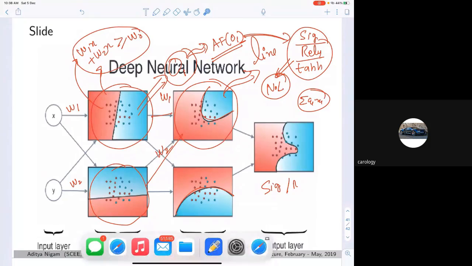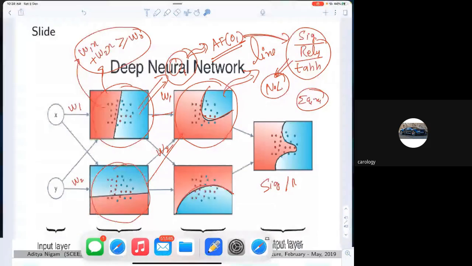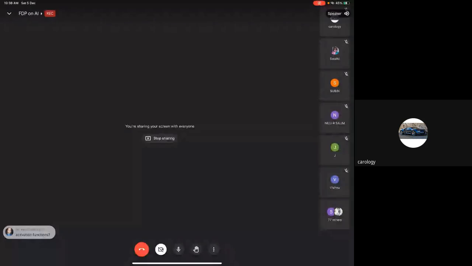Okay, anyone else who wants to ask any question? Activation functions, yes. You wanted to know how you can explain this to class 9 in layman language? Okay, I can tell you how you can explain this to class 9.